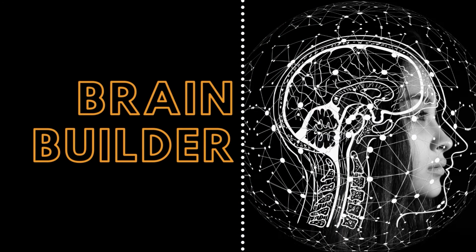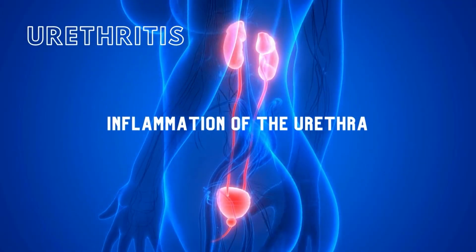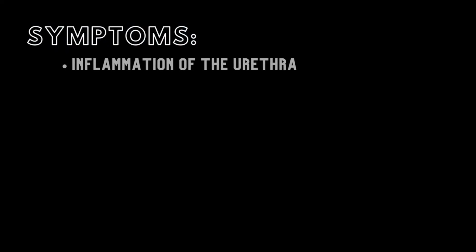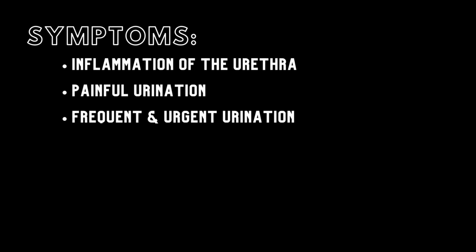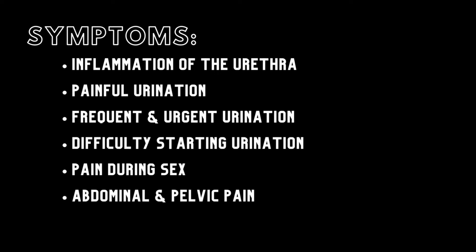Let's learn more about urethritis. The suffix itis means inflammation. Hence, the definition of urethritis is an inflammation of the urethra. Symptoms of urethritis primarily include inflammation of the urethra, accompanied by one or more of the following: painful urination, a frequent and urgent need to urinate, difficulty starting urination, pain during sex, abdominal and pelvic pain, and fever and chills.